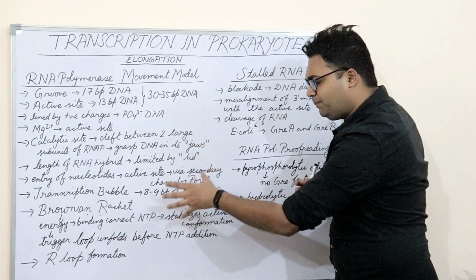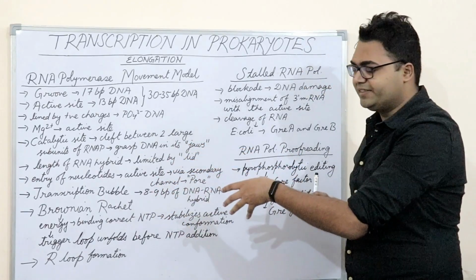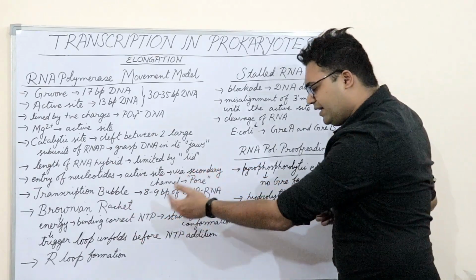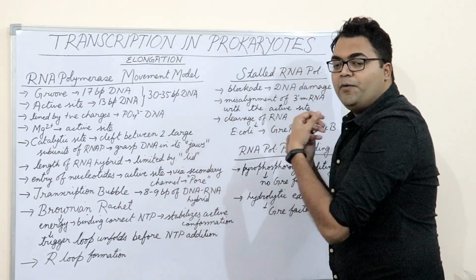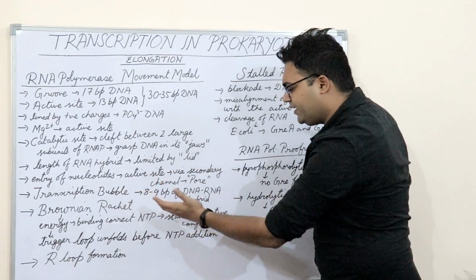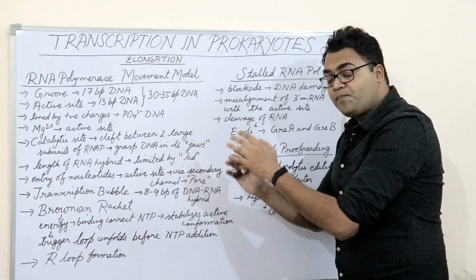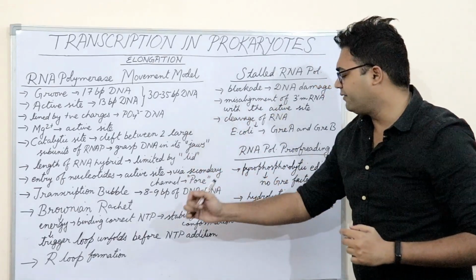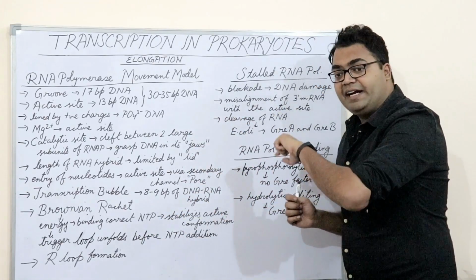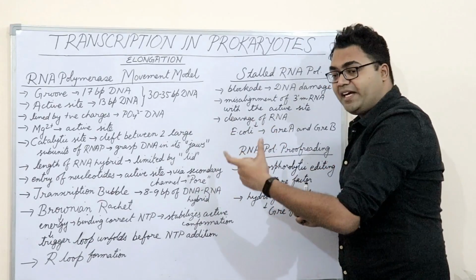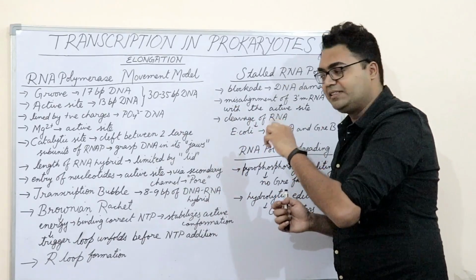This is the most accepted mechanism, the Brownian Ratchet mechanism, where the energy received after the NTP addition, the correct NTP addition, let me tell you, so that there are no conformational mishappenings occurring, stabilizes the active conformation of the RNA polymerase active site, and the entire RNA polymerase itself.